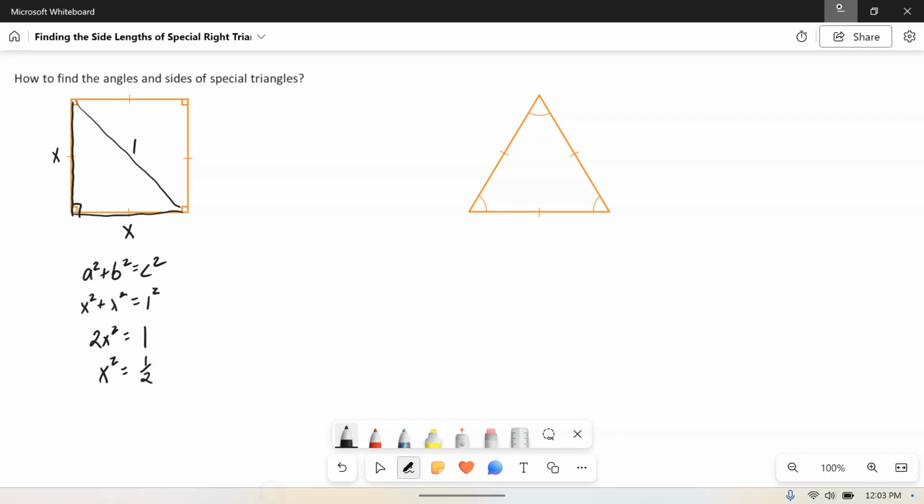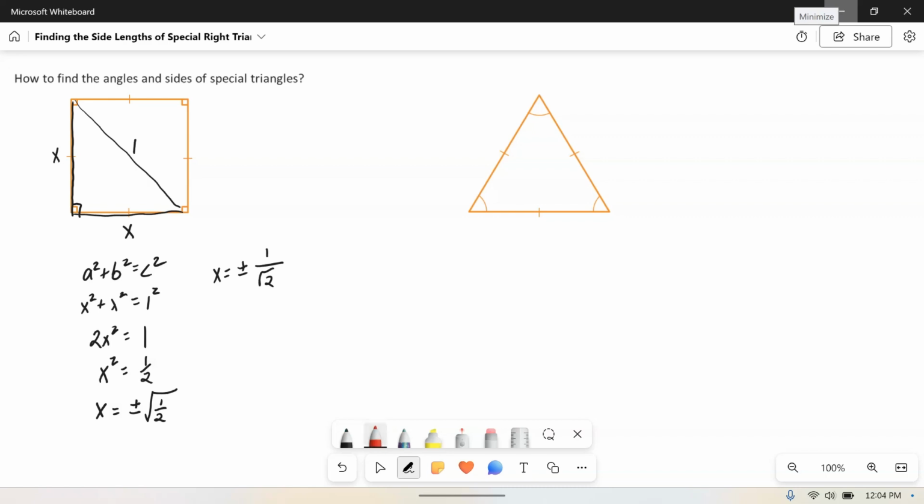So that would give us x is equal to, remember when you take the square root of both sides, you have to take plus or minus, so it's the square root of 1/2. And we just want to simplify this a little bit here. I know that if you take the square root of a fraction, you can take the square root of the numerator and the denominator separately. The square root of 1 is just 1, and I can't do anything with that 2. So we're going to have 1 over the square root of 2.